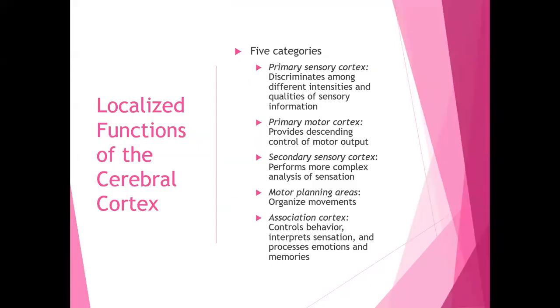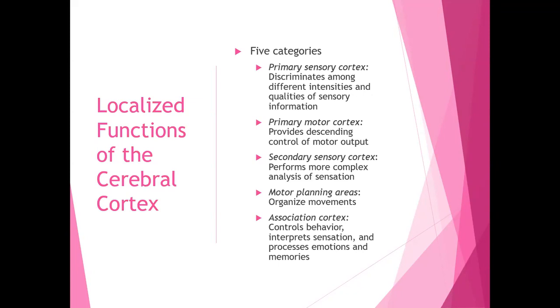Each area of the cerebral cortex has a function, and the functions are very localized. So that's one of the reasons why when you have a brain infarction or a stroke, you have specific sensory or motor losses, because the loss you have depends on the area where the lesion is and the extent of the lesion.